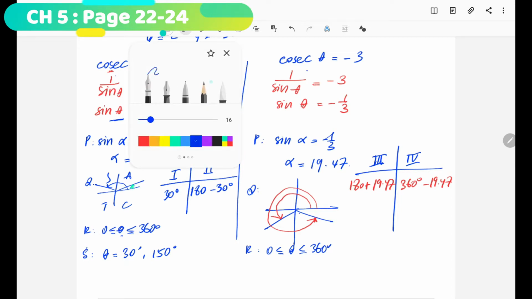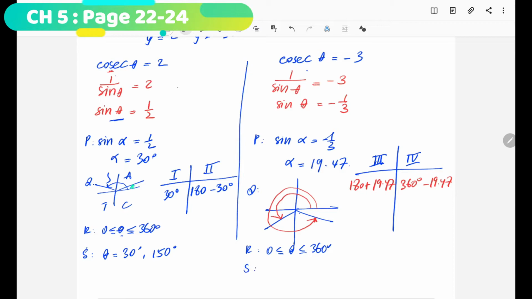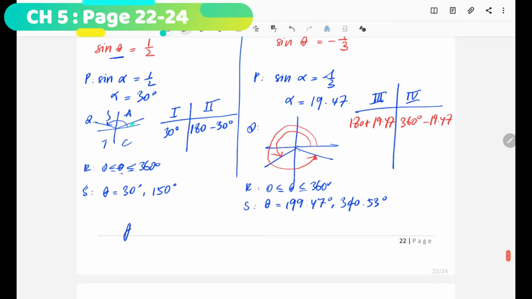Okay, now untuk the last one is solve. Theta is equal to, okay, so calculate ni dah akan dapat 199.47 degree. And this one you akan dapat 340.53 degrees. Okay, so kita kumpulkan jawapan kita dekat sini. Theta is equal to 30 degrees. Okay. And then 150 degrees, 199.47 degrees, 340.53 degrees. So that's 4 answer for this one. And everything, semua answer ni masih berada di dalam range yang kita nak.